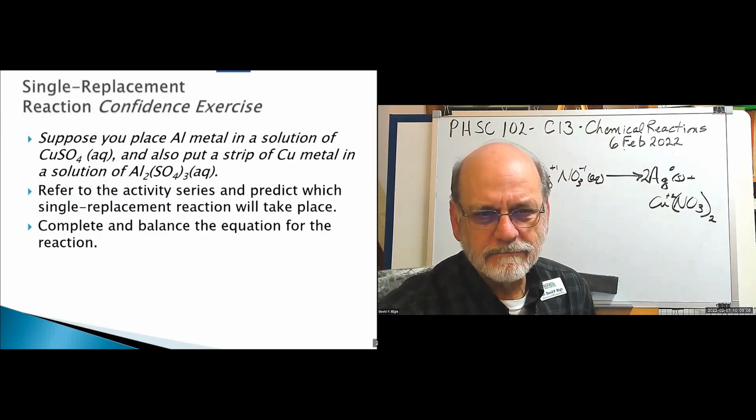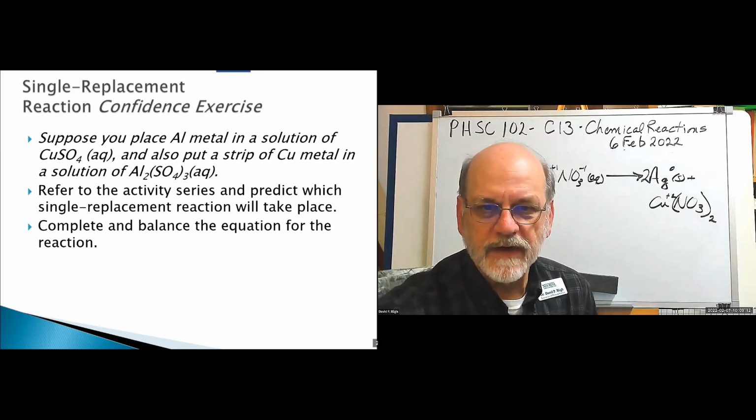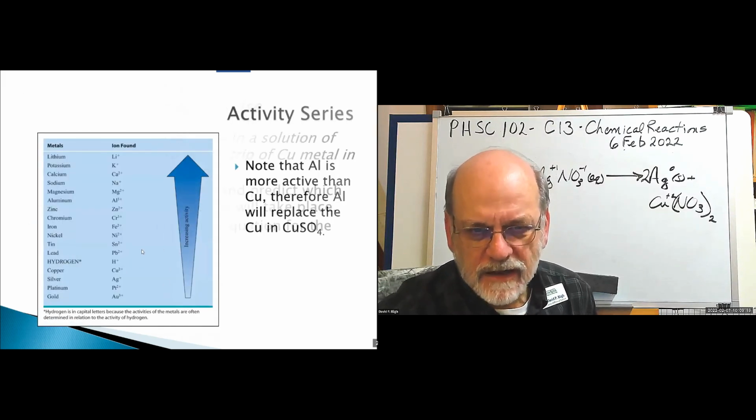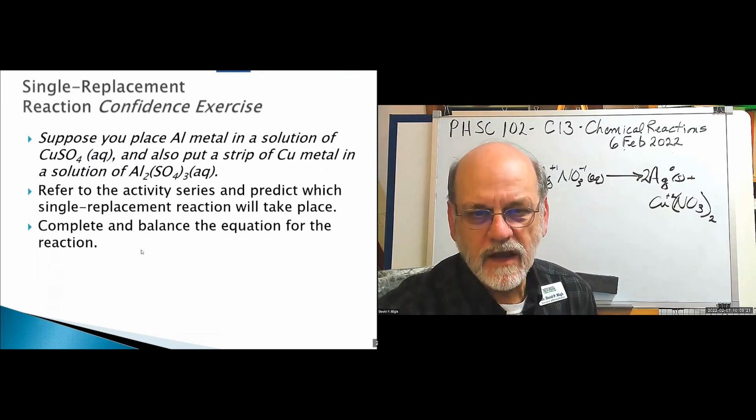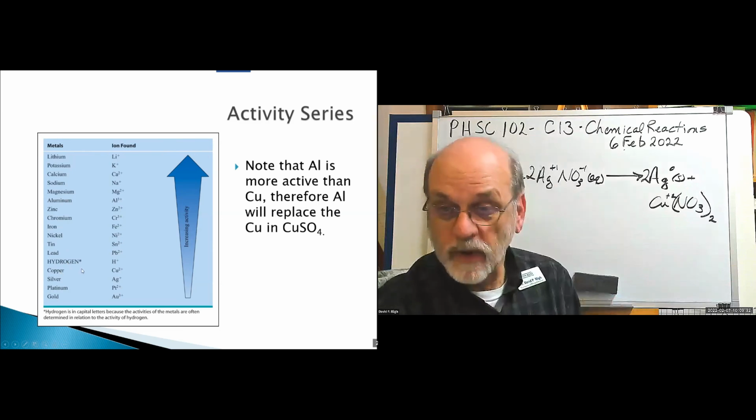Okay, let's see. How about aluminum metal in a solution of copper sulfate? Will we get a replacement? All right, so let's look at the activity series. Aluminum metal and copper sulfate. So where's aluminum? Aluminum is right here, and it's more active than copper. We will get a reaction.